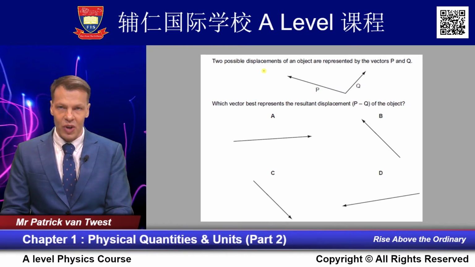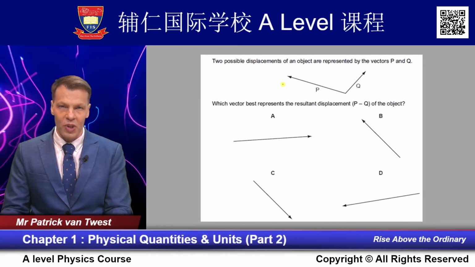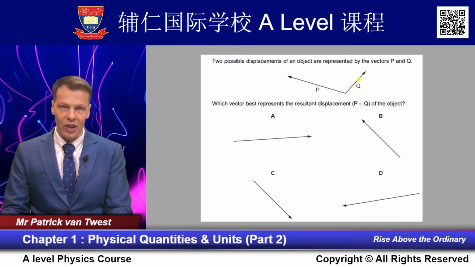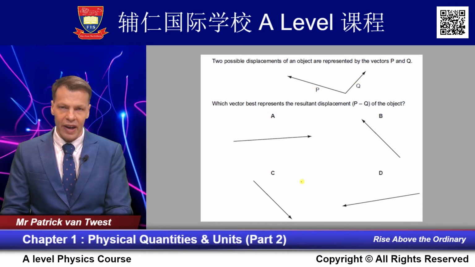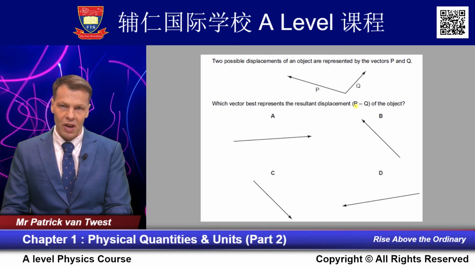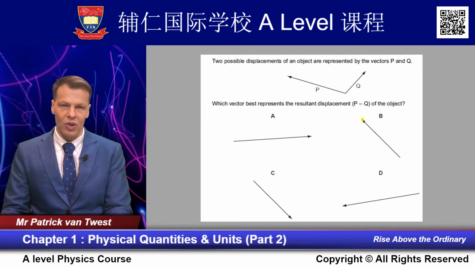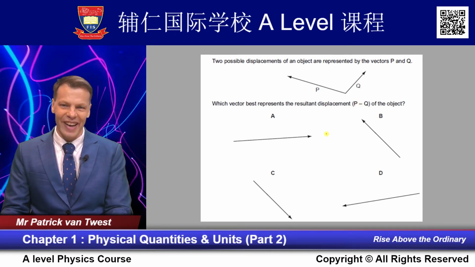So here's an exam question. Try this one. Maybe pause again. Try this question. We've got P and Q. Which vector, A, B, C, or D, would be best representing P subtract Q? Did you try?